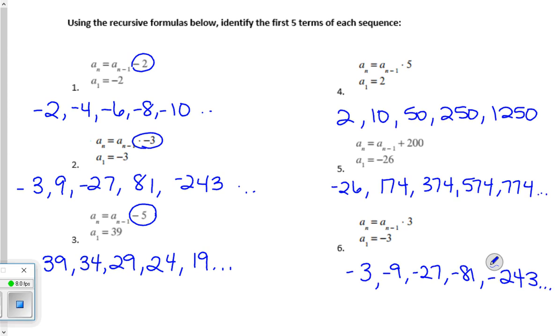Alrighty, so there's the answers I came up with. Check to see that we got the same thing. Again, they give you the first number. The rest of it is just following the pattern that they give you. The first one was times 5. Next one, adding 200. Last one, multiplying by 3.